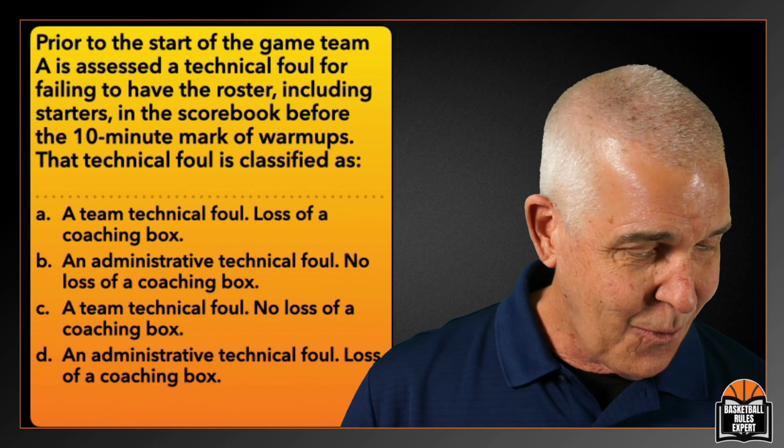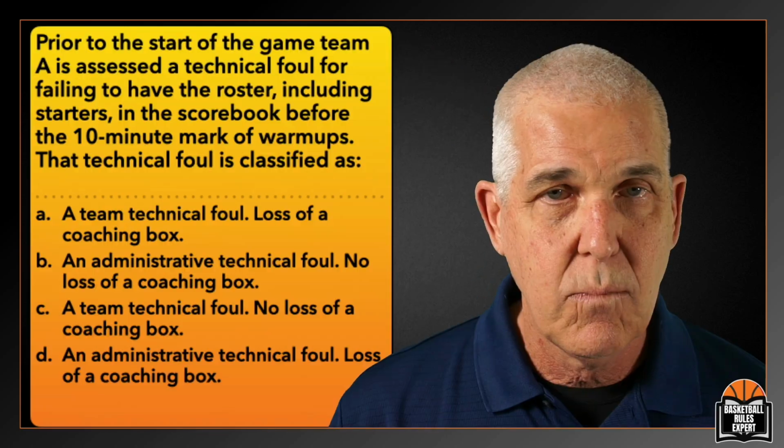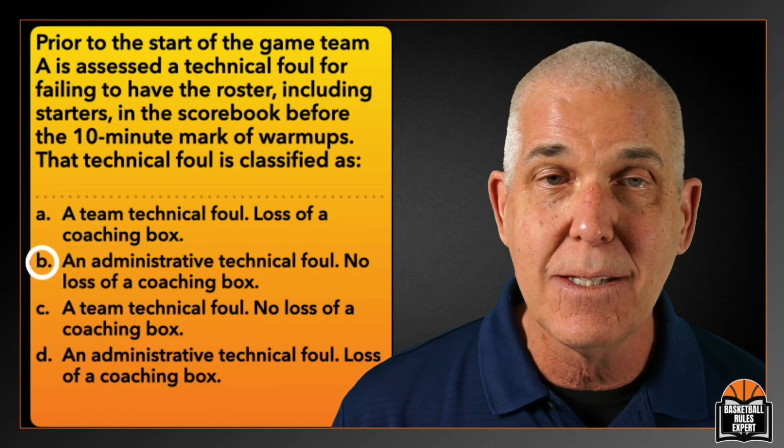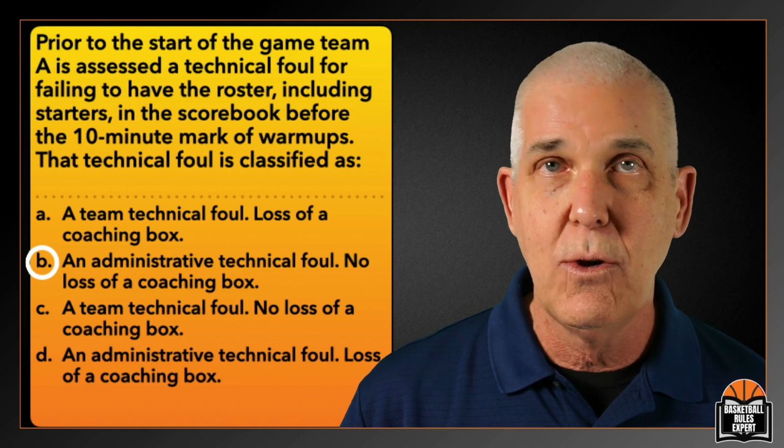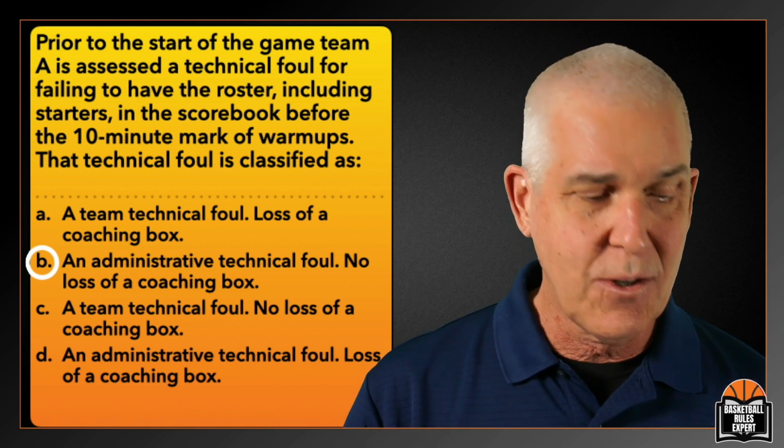So don't ever make it your default, like, oh, technical foul, the coach lost his privilege to stand and coach his team, right? That's not our default. That can happen with a direct or some bench action, but yeah, we want to be better than that. So our correct answer on this play is B. It is an administrative technical foul, no loss of coaching box, right? For an administrative technical foul, that shouldn't even be a consideration that there would be a loss of a coaching box.